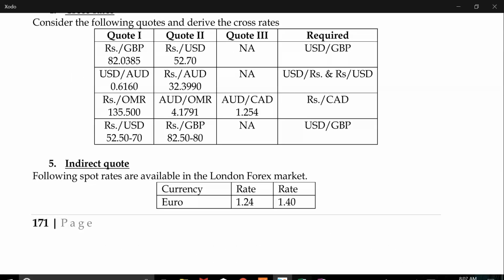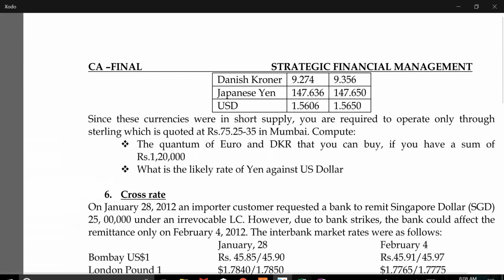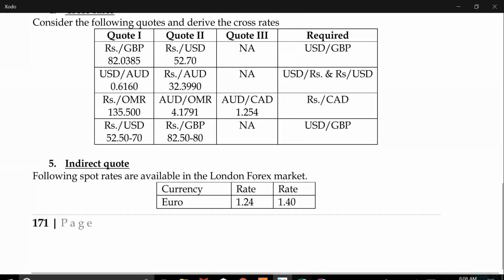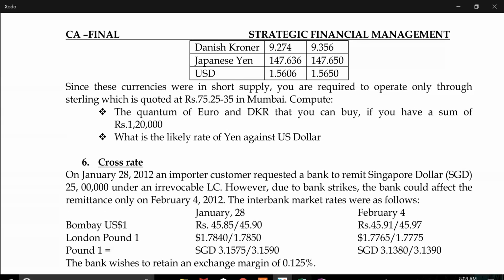The given quotes are 1.24-1.40, 9.274-9.356, 147.636-147.650, 1.5606-1.5650. These are in London Forex market. London is which currency? GBP. So all these are either euro per GBP or GBP per euro. I don't know that. That we'll discuss. Similarly, Danish kroner and GBP, Japanese yen and GBP, USD and GBP.